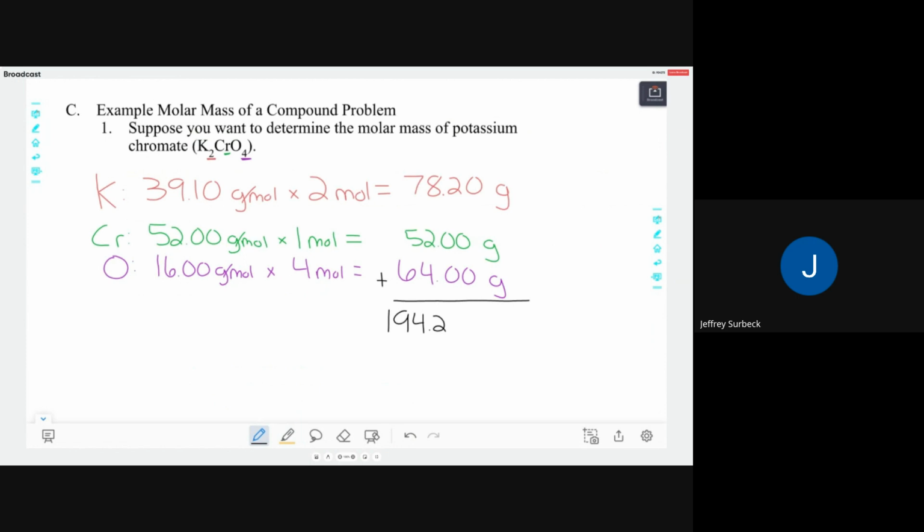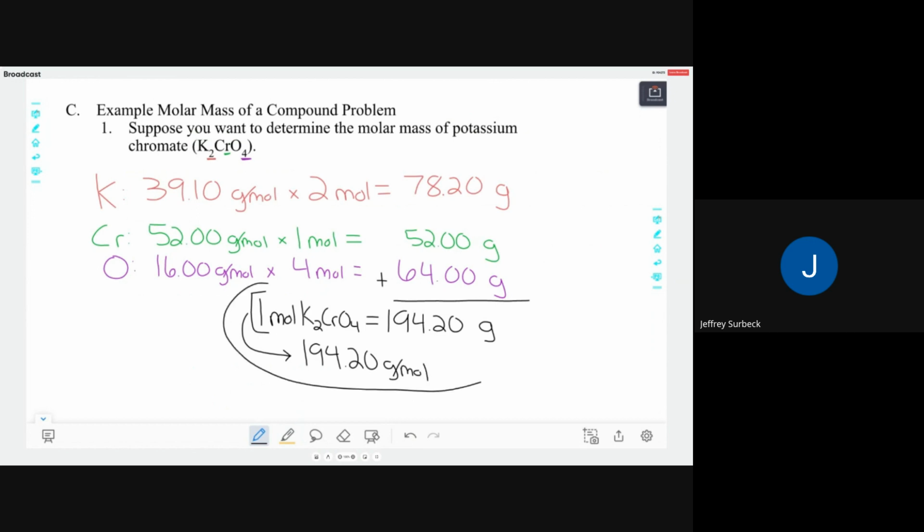194.2, and technically to keep that second decimal, we keep it 194.20. That would be our grams. Now, that number is equal to 1 mole of K2CrO4, but more commonly, you're going to see this not written like how I have it here. More commonly, you're going to see this written simply as 194.20 grams per mole. And that's where we get our molar mass and our units of grams per mole.